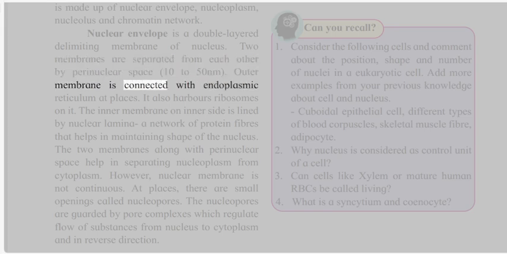The outer membrane is connected with the endoplasmic reticulum at places. It also harbors ribosomes on it. The inner membrane on the inner side is lined by the nuclear lamina, a network of protein fibers that helps in maintaining the shape of the nucleus. The two membranes along with the perinuclear space help in separating nucleoplasm from cytoplasm. However, the nuclear membrane is not continuous. At places, there are small openings called nucleopores. The nucleopores are guarded by pore complexes which regulate the flow of substances from nucleus to cytoplasm and in the reverse direction.